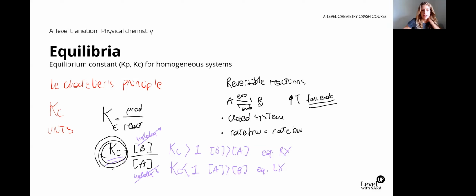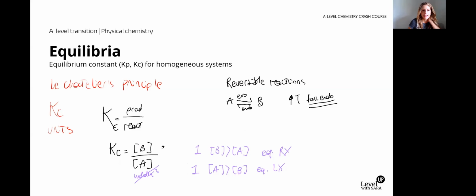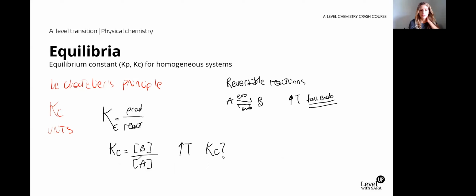So let's take this example of the simple reaction A to B, and the forward is exothermic and the backward is endothermic. So what we need to think about is, if the temperature is increased, what would happen to Kc of this reaction?